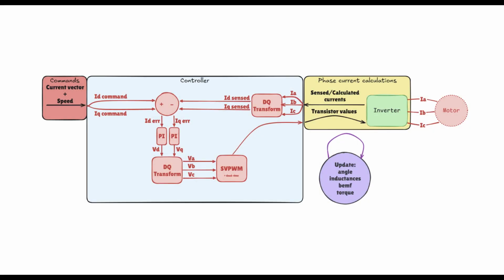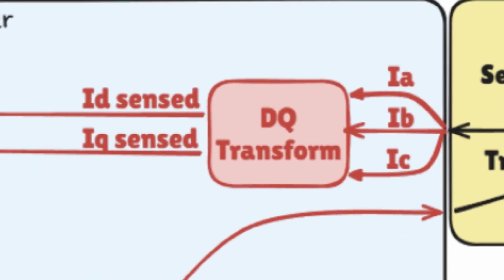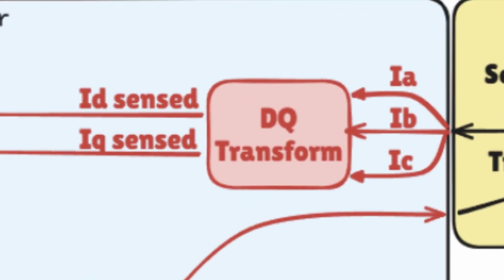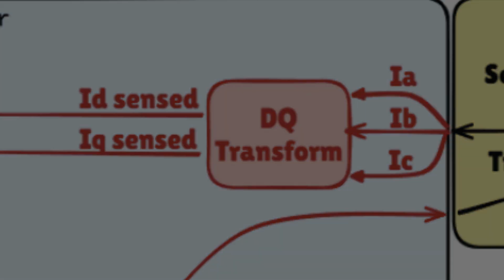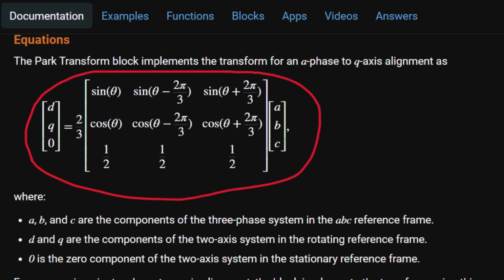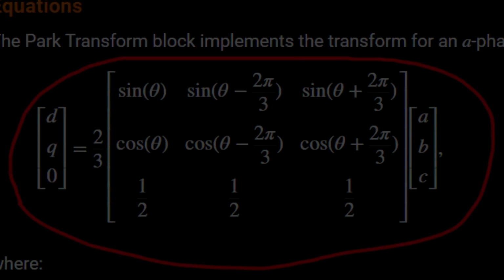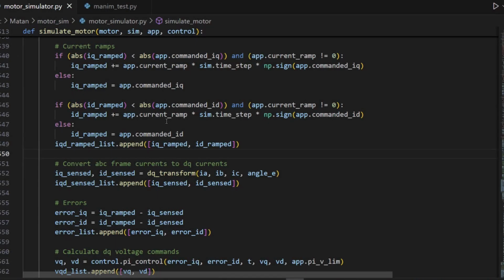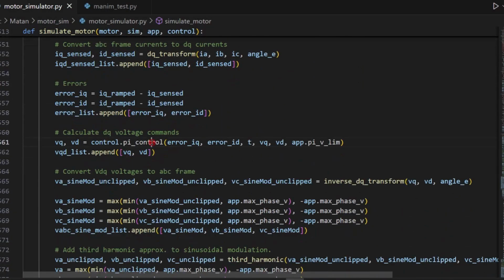Next up is getting the sensed Q and D currents. We'll find them by taking the phase currents from the previous simulation cycle and transforming them into the D and Q axes. We'll use the direct transforms, which are a combination of the Clark and Park transforms. Next, we feed the errors to the PI controllers.